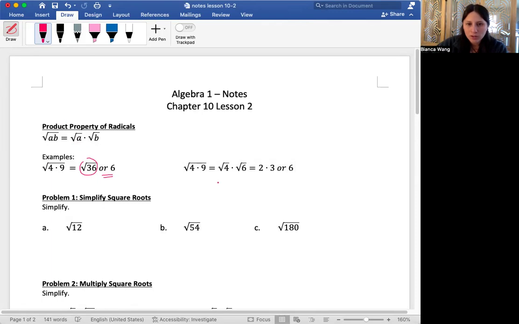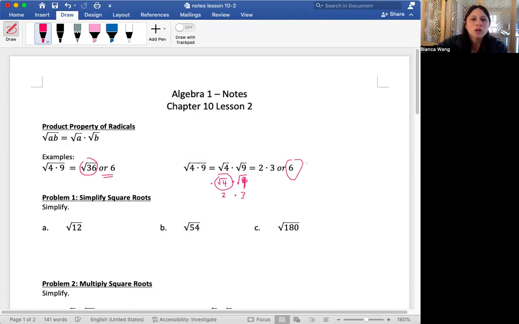Another option is to look at this as square root of 4 times square root of 9, and then simplify each individual square root. And so the square root of 4 is 2. Sorry, there is a typo here. This should be a 9. And the square root of 9 is 3. And when you multiply those, you get 6.